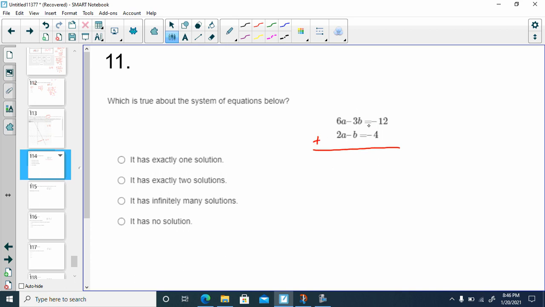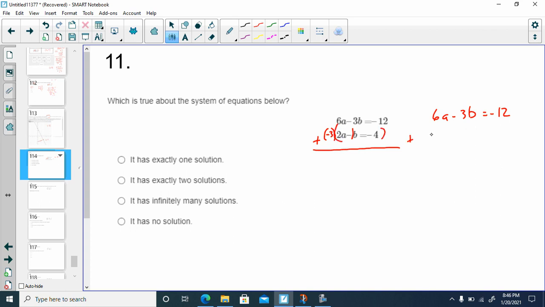Now, we don't have x is equal to or y is equal to, so we're going to have to add these two. I need to get rid of one of these variables. This is a -3, and this is a 1. So if I multiply this here by -3, wouldn't that give me positive 3b here? Let's see, 6a minus 3b equals -12, because I'm trying to get rid of one of these variables. And I multiply everything here.